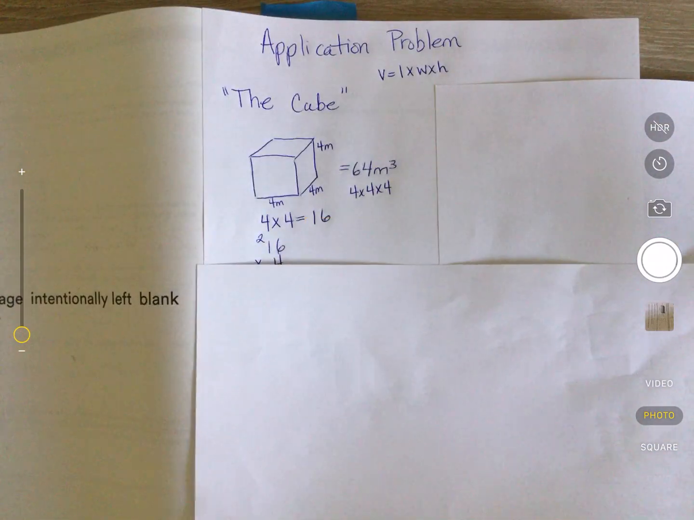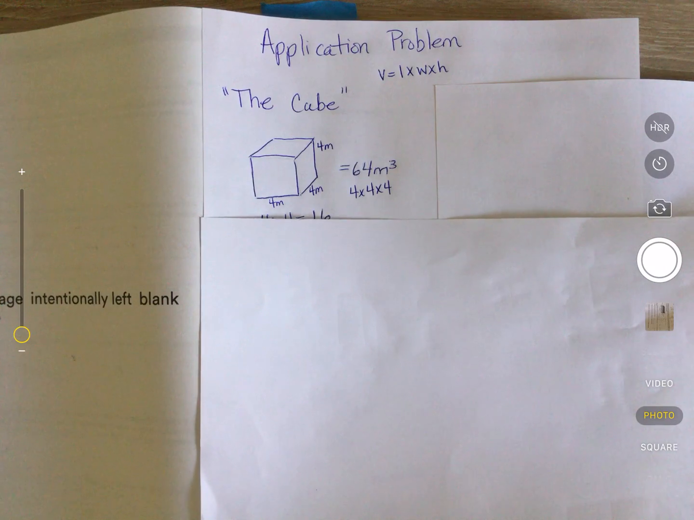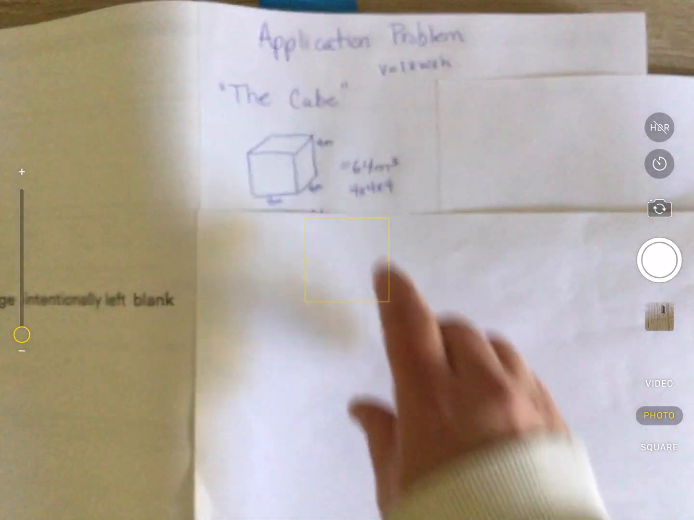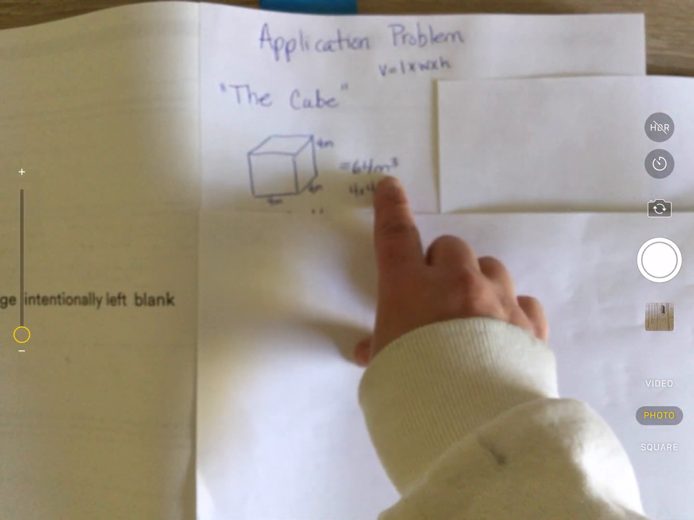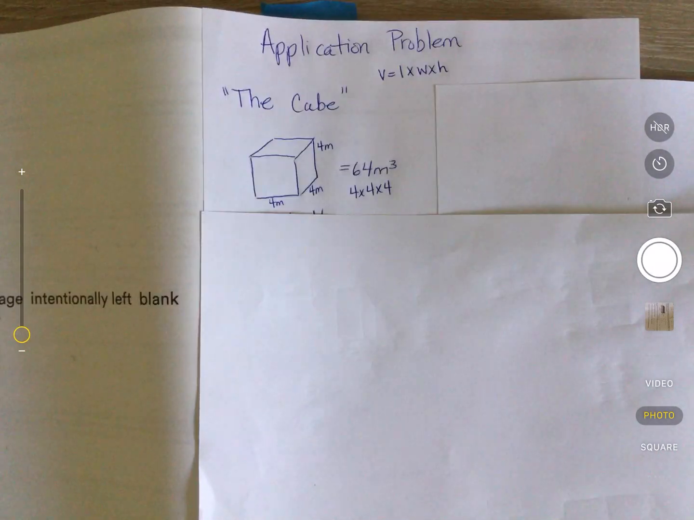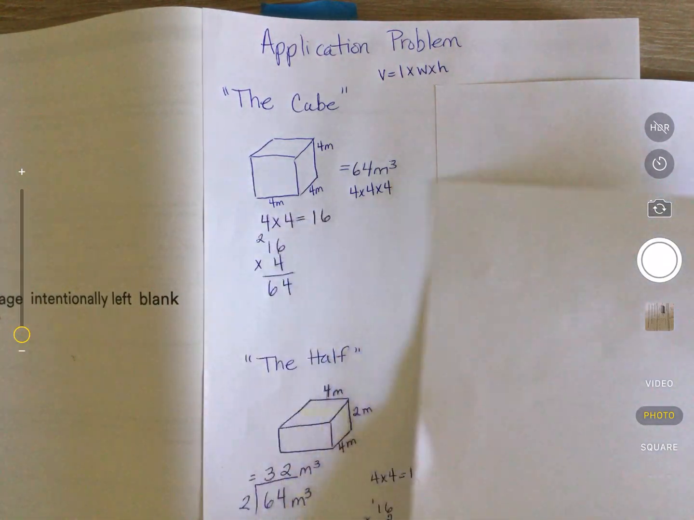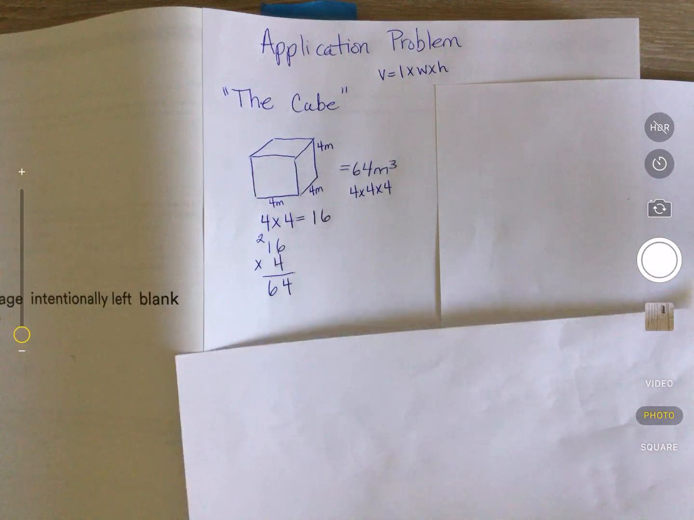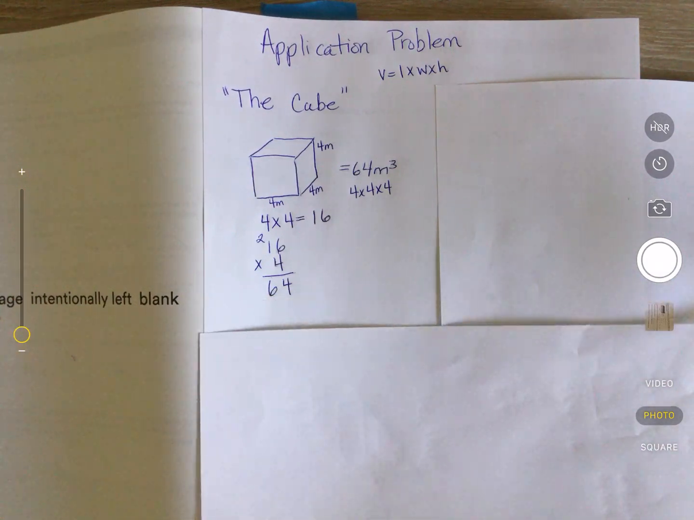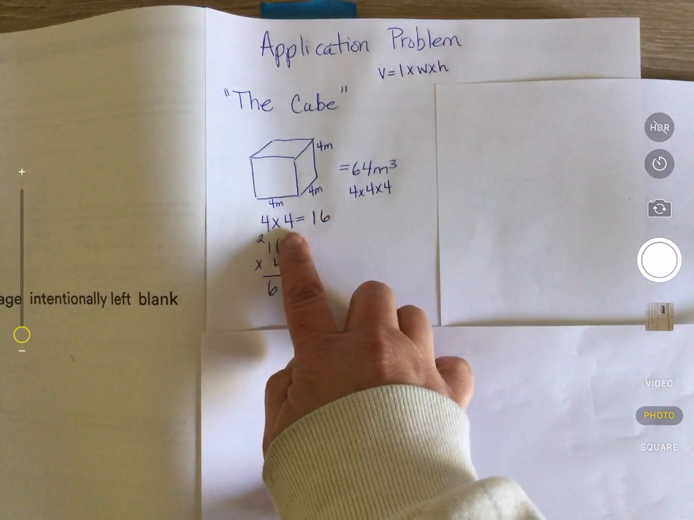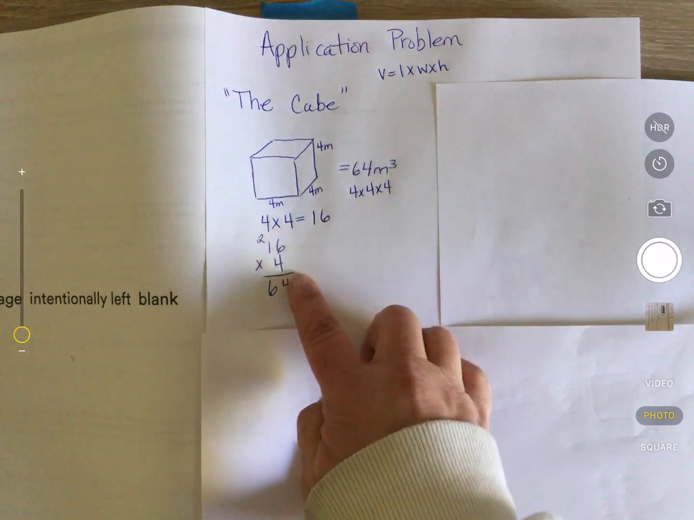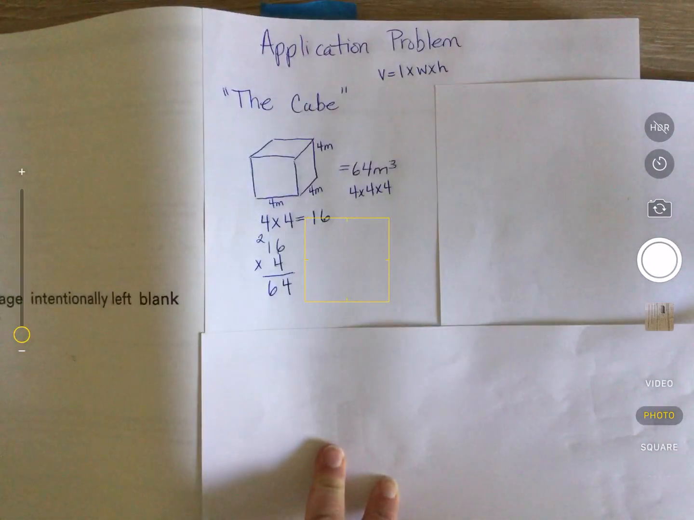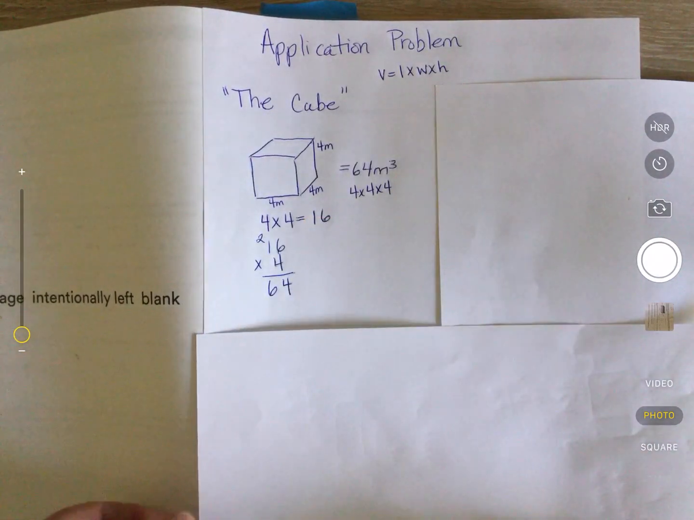Okay, so we see a cube. We know it's 64 meters cubed. I used my knowledge of cube numbers and tried out 4. So 4 times 4 times 4 does equal 64. So I did 4 times 4 equals 16, and then 16 times 4 equals 64. Okay, then we go on to our double.